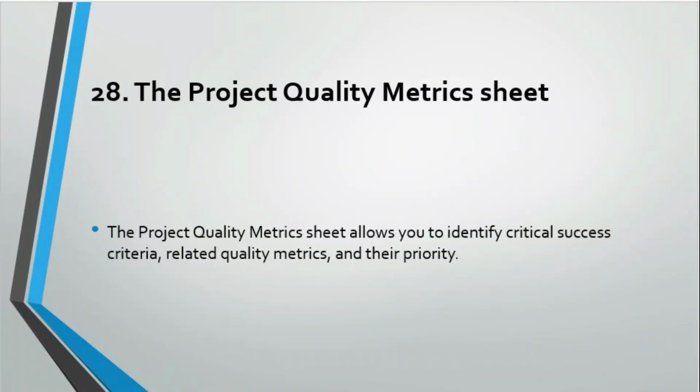On number 28, the last one is the project quality metrics sheet. This sheet allows you to identify the critical success criteria, the related quality metrics, as well as their priority.